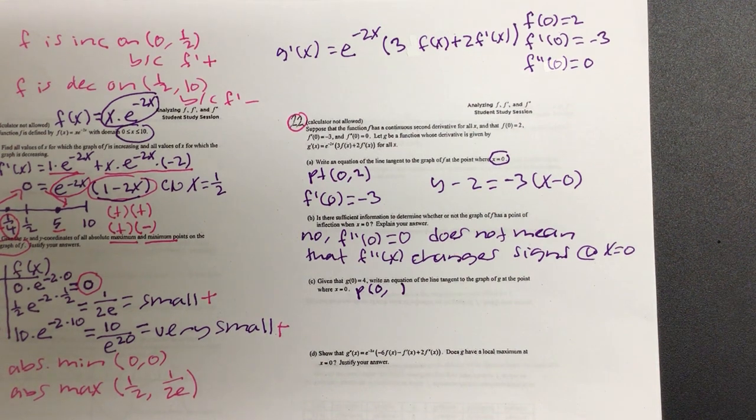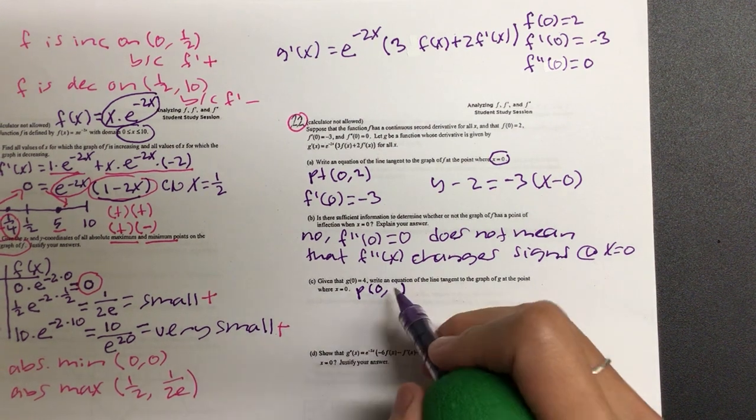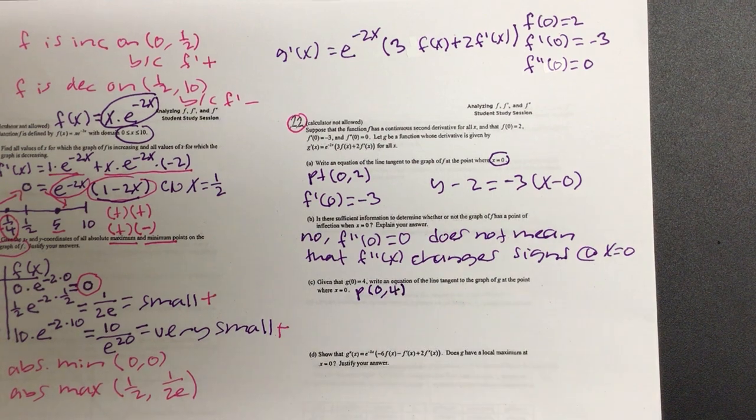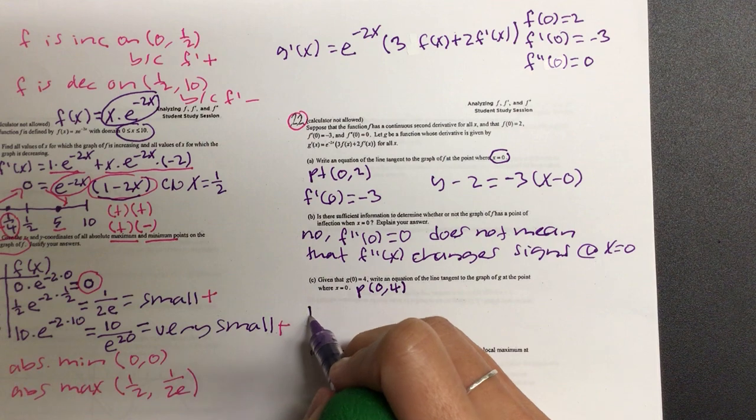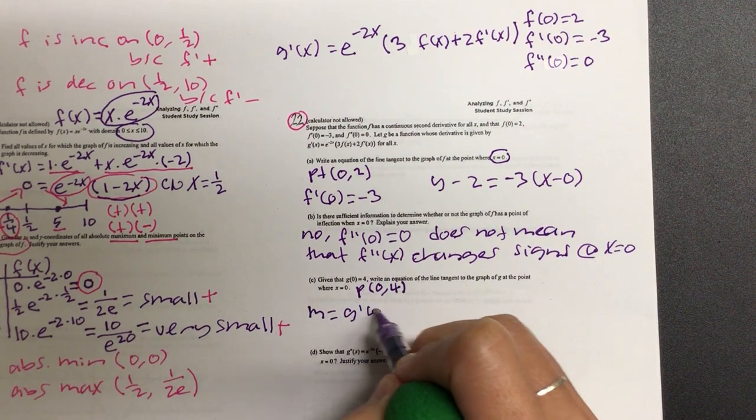For the y value, we have 0, 4. Oh, they gave us the 4. Silly, I was trying to find the y. Okay, let's find the slope. Our slope on this one would be g prime of 0.